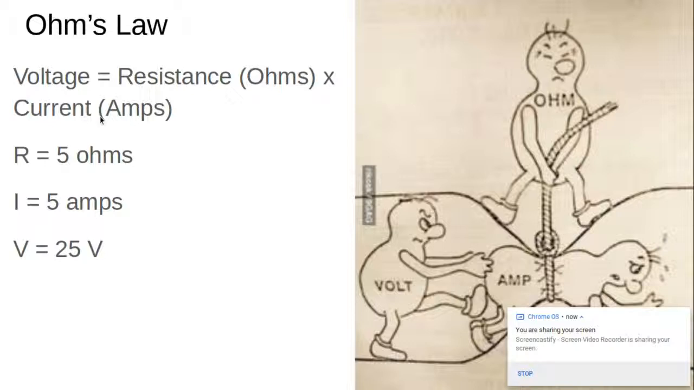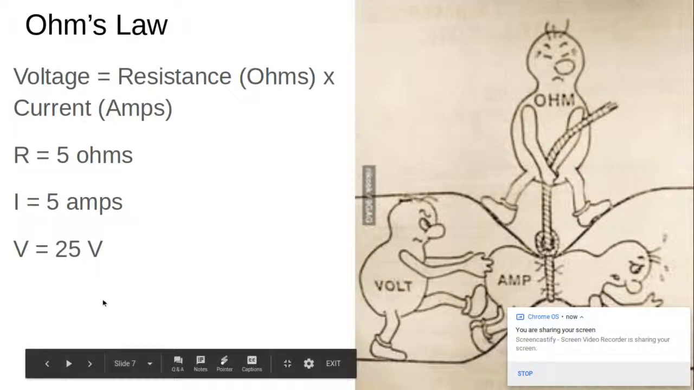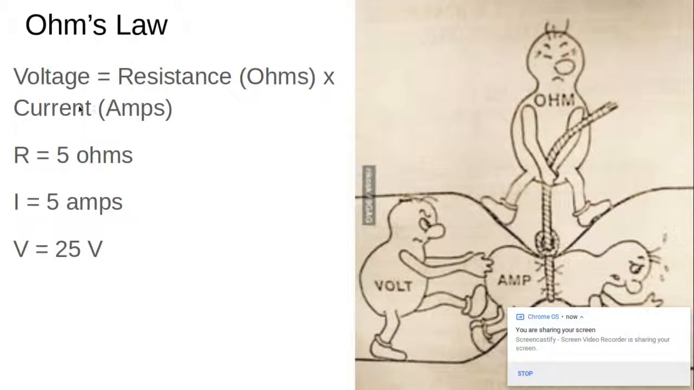This is Ohm's law. It's fundamentally important to electrical engineering and the study of electricity and physics. And it's really simple, right? You can make a triangle. If we have a resistance of 5 ohms and a current of 5 amps, then you multiply 5 times 5 and you get a voltage of 25, right? So if you know two of these, you can always calculate the third.